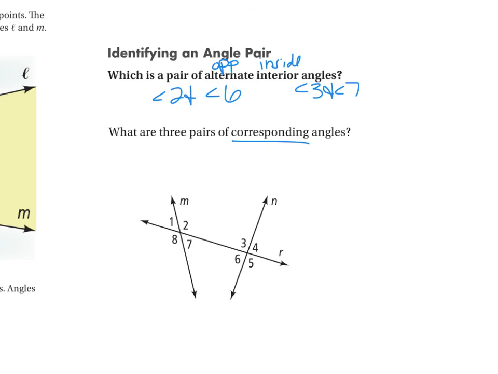So what are 3 of them? I'm going to name all 4 because I'm an overachiever. So angle 1 and angle 3. That's one set. Pause the video now and try it on your own and then check your answers. So angle 2 and angle 4 are corresponding. Angle 8 and angle 6 are corresponding. And the last one is angle 7 and angle 5 are corresponding. And that is it for our properties of parallel and skew planes and lines.